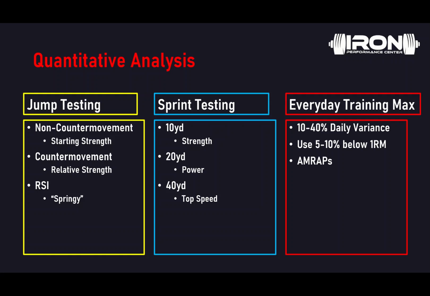The first being the non-counter movement jump, and this will give us a better idea of their starting strength. Counter movement jump, a better overall idea of their relative strength, and RSI, or reactive strength index. This helps determine how springy they are.